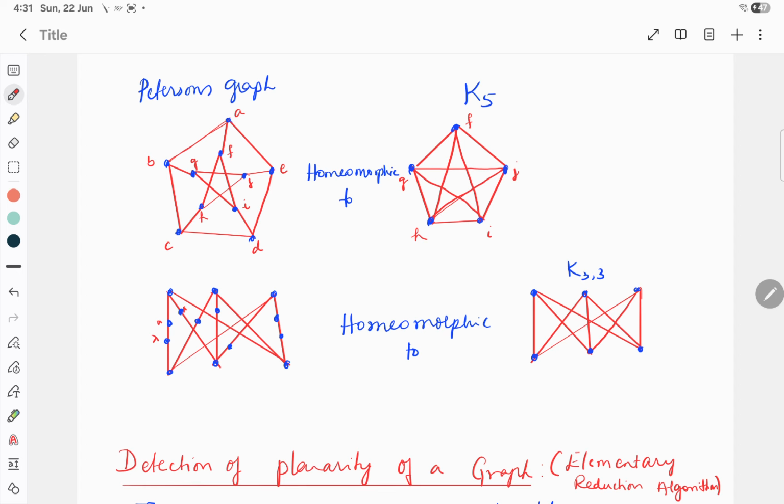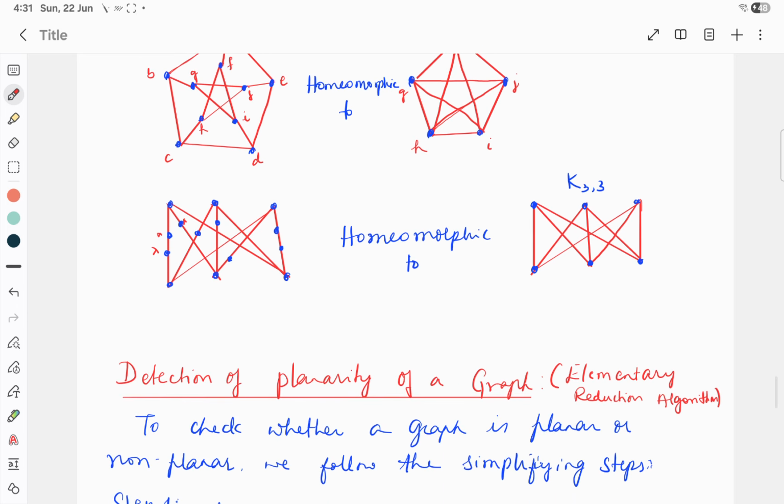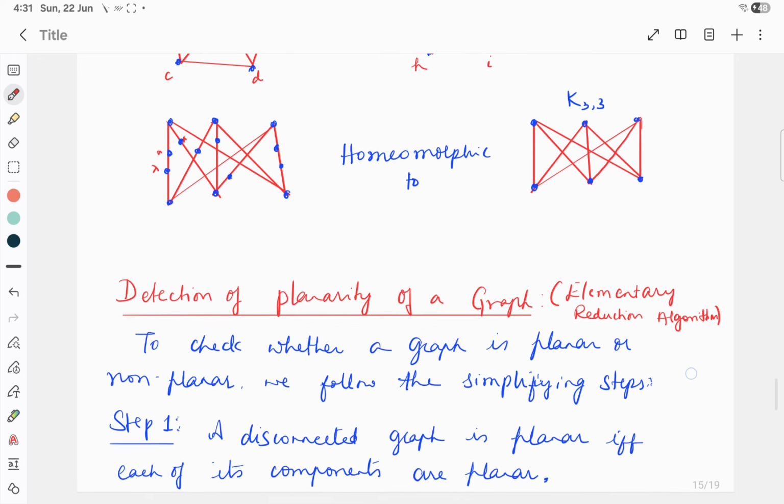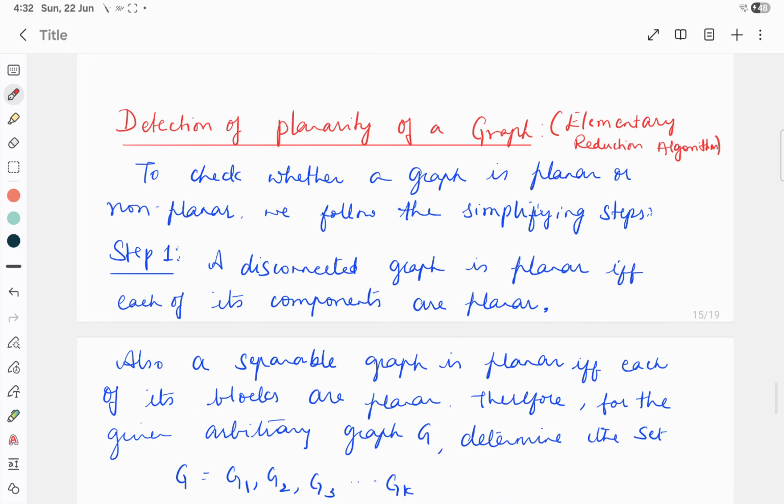These may be very simple ones to check whether a graph is planar or non-planar, whether it is homeomorphic to K5 or K3,3. But practically it's not that easy, as graphs may be very complicated. In such cases, we use an algorithm called the elementary reduction algorithm to detect whether the graph is planar or not. So now let us see the step by step procedure.